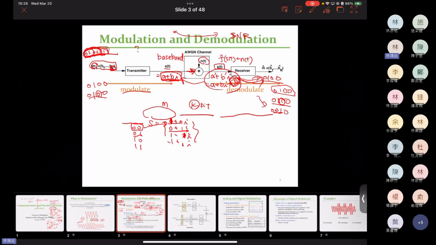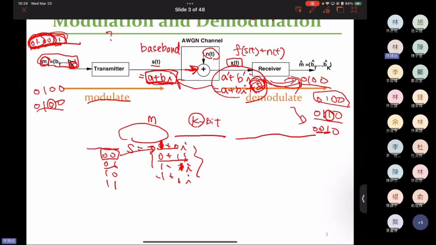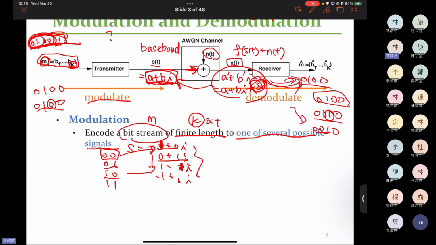And then if you are delivering the 10 bit pattern, you can transmit 1 minus 1i, for example. So this is what we mean by one of several possible signals, because you have to predefine a fixed set of signals of the form a plus bi such that you can do one-to-one mapping for modulation. So basically, modulation is very simple. It's just some one-to-one mapping. You don't really need a very complex function to do this conversion. It's just a very simple one-to-one mapping.